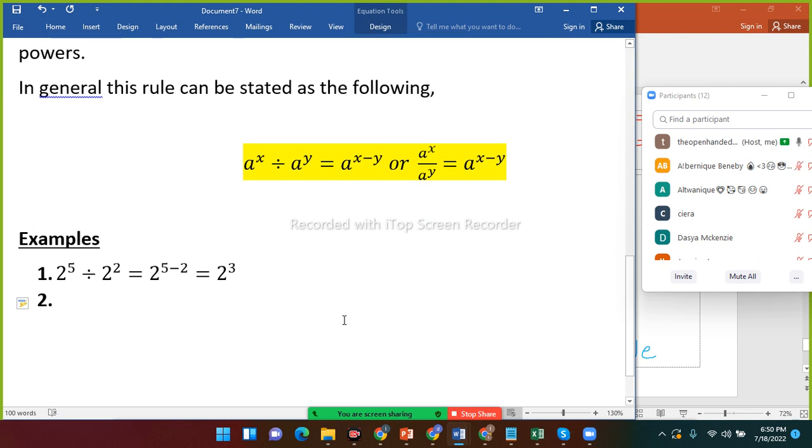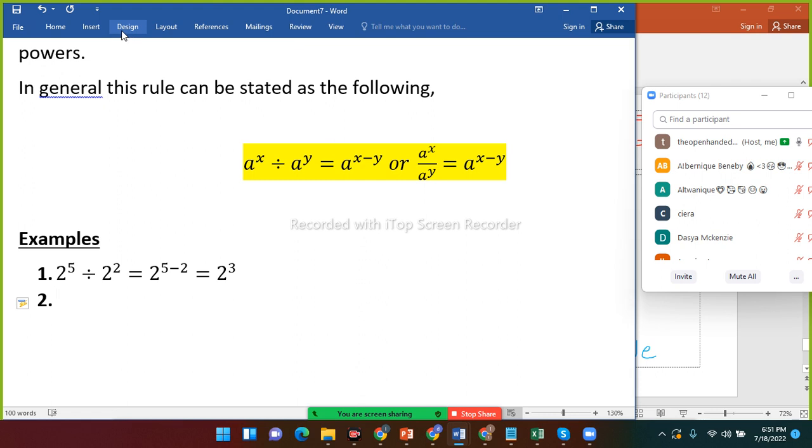Someone else is asking a question: I thought we were supposed to divide. And we divide. Remember what the rules say. If the bases are the same, we subtract the powers. So here, 2 is the same base, and 2 is the same base here. And so 5 and 2, we're going to subtract. So 5 minus 2 gives us 3.